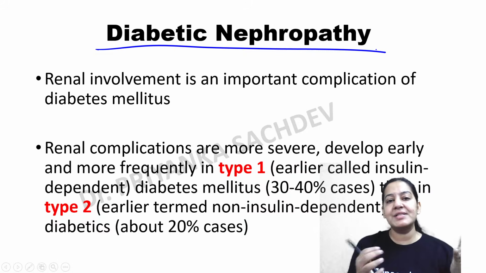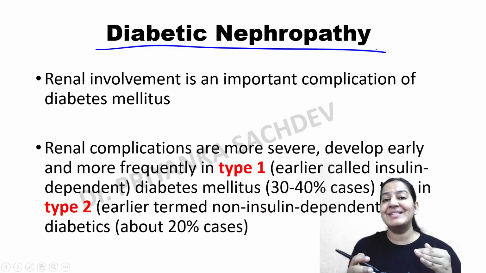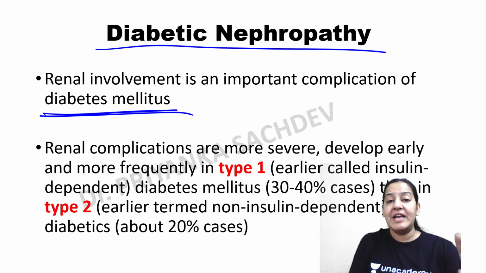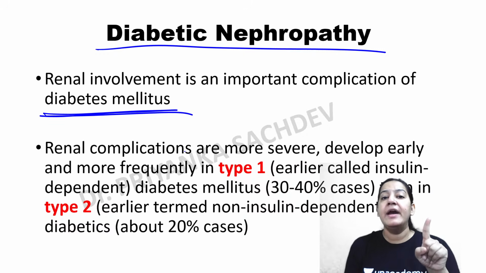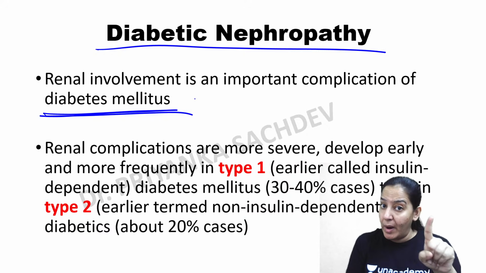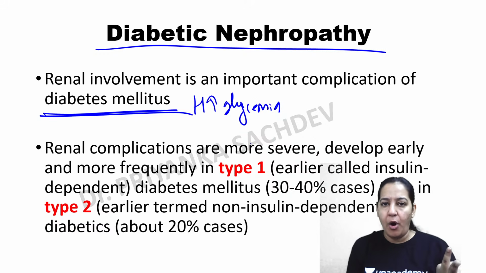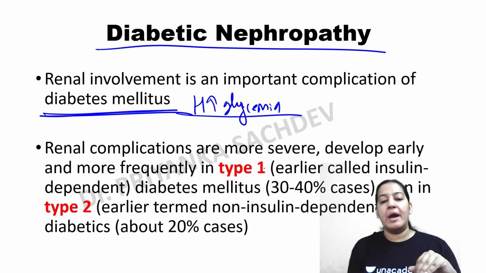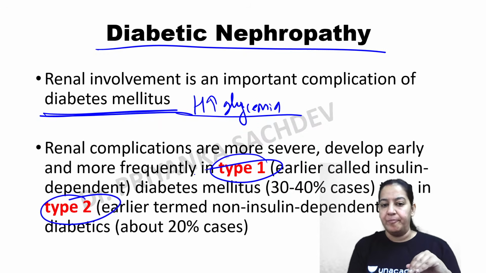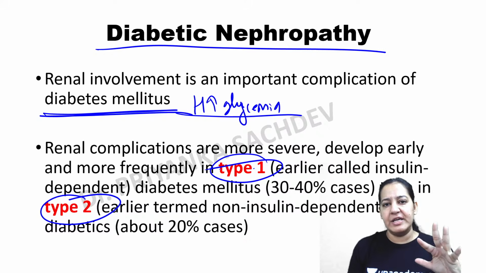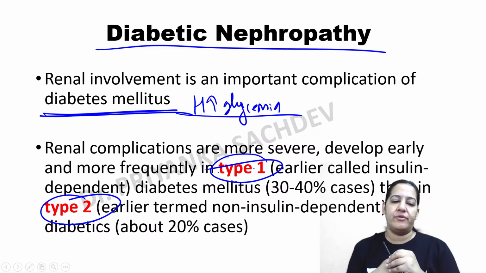As I have told you, what is diabetic nephropathy? Diabetic nephropathy is the renal involvement in diabetes mellitus. We know what diabetes mellitus is. It is a metabolic syndrome in which the patient presents with one thing: hyperglycemia. The patient has a high glucose level in the blood. We know diabetes is of 2 types, type 1 and type 2. Type 1 is from childhood. Type 2 occurs in old age after 40s or 50s. That is maturity onset, right?